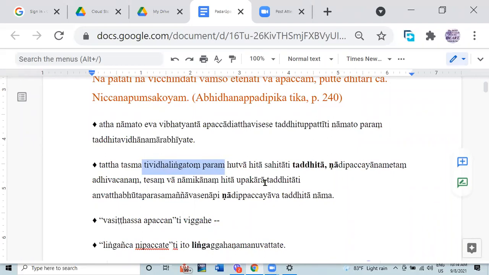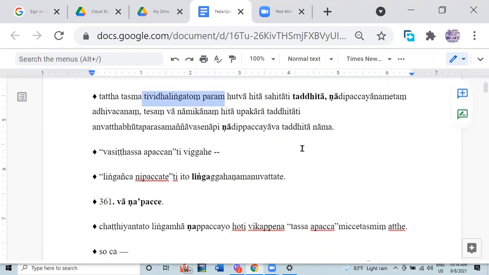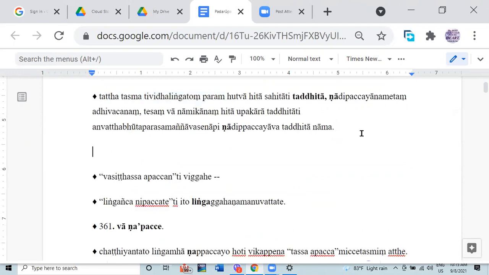So we need to know what the threefold nouns are. Okay, what are threefold nouns? And we are given what the threefold nouns are in the sub-commentary. The sub-commentary says: Tivida linga. What are Tivida linga?